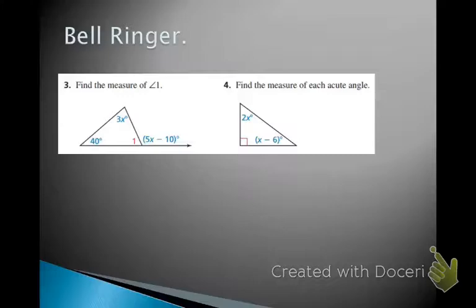Alright, so in the first problem, I want to find the measure of angle 1. What do I need to find first in order to find the measure of angle 1? I need to find out what x equals. So, what theorem can I use to solve for x?